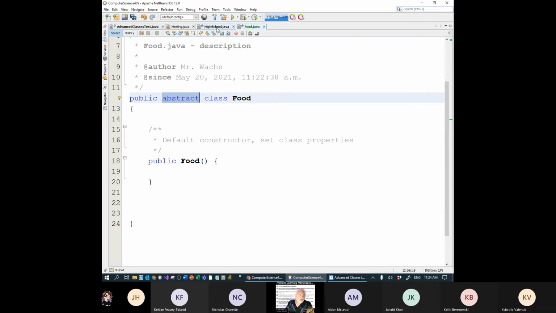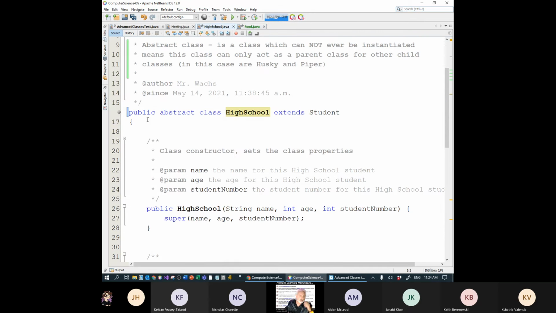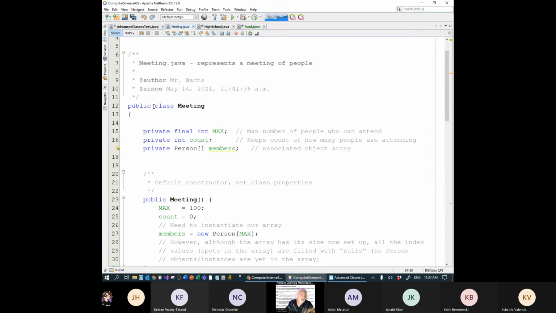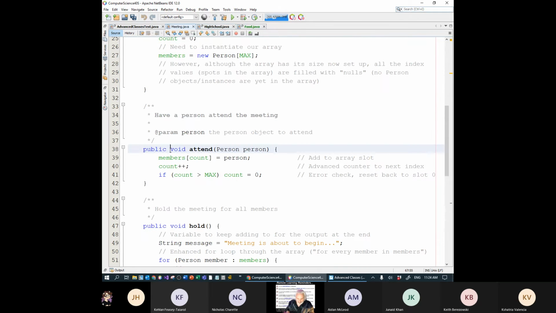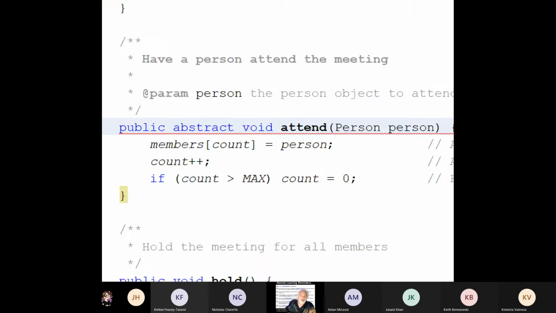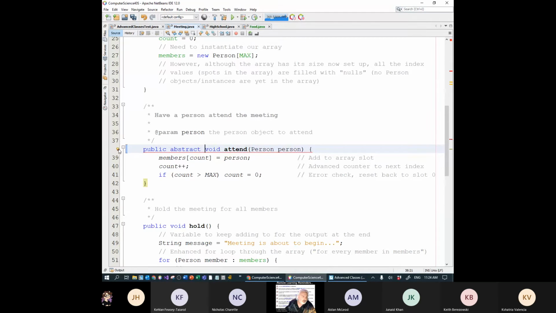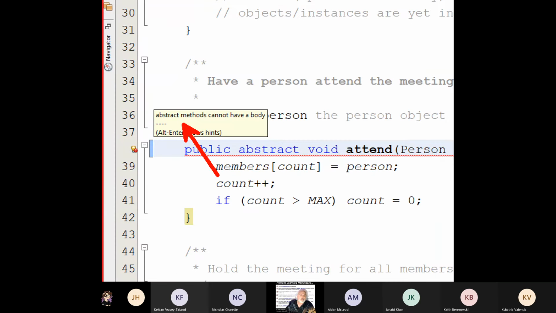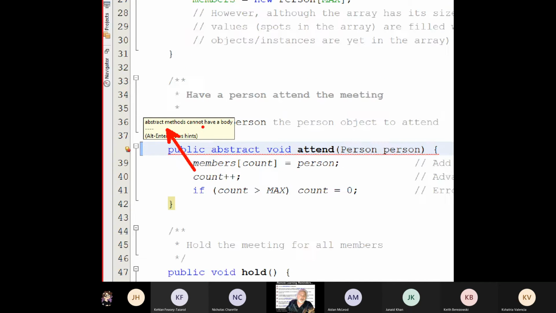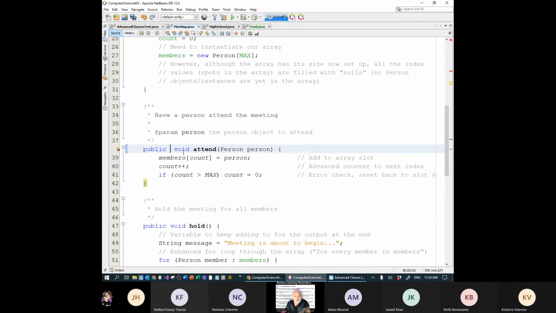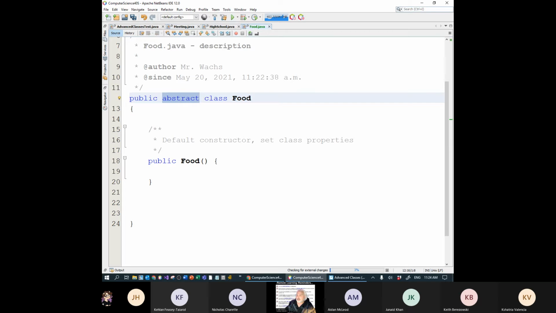Well, an abstract method is just a method that also includes the keyword abstract. So for example, don't do this in your example, but back here in high school, because it's abstract, I could do this. But in our meeting class, which is not an abstract class, it's a regular class, if I tried to add the word abstract to our method called attend, it would give me an error. You can't make an abstract method within a regular class, but within an abstract class, you can do this.